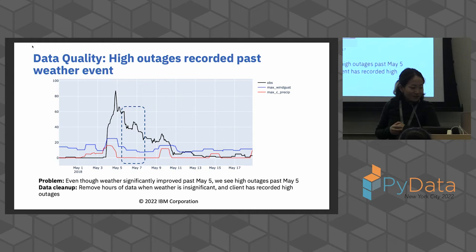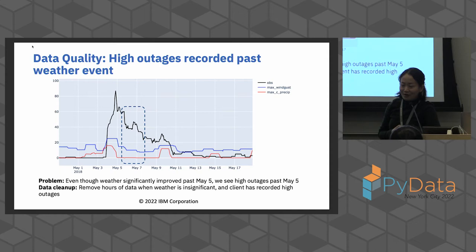This is very common for almost all the big storms. Because with big storms, the weather event may only happen on one day, but the effect can go on for 3 to 5 days or even longer. But this type of data will be confusing to the model because there is no weather event, but we record high outage tickets.